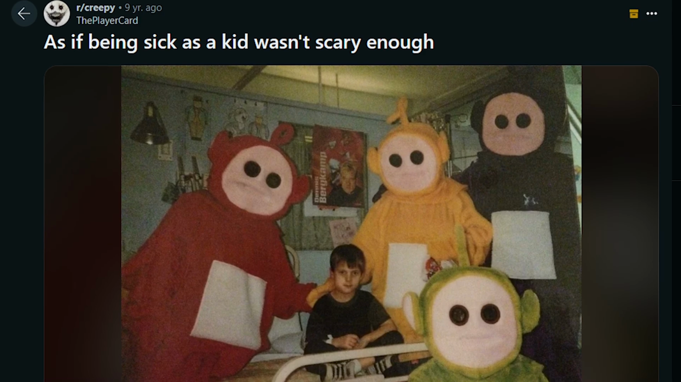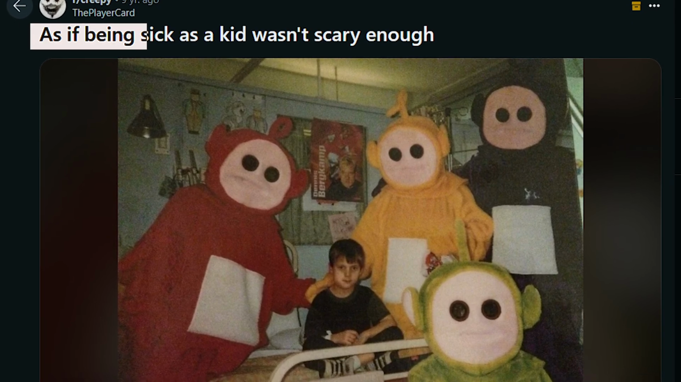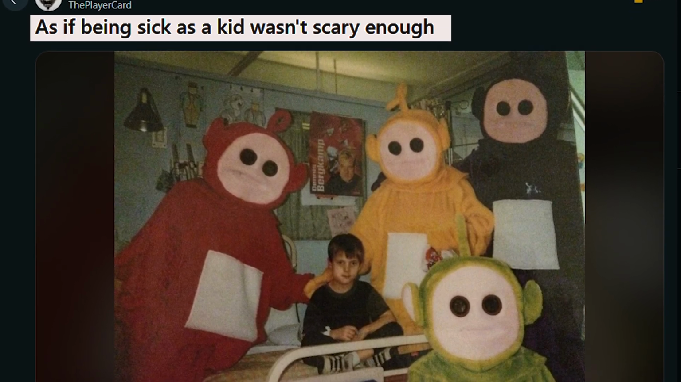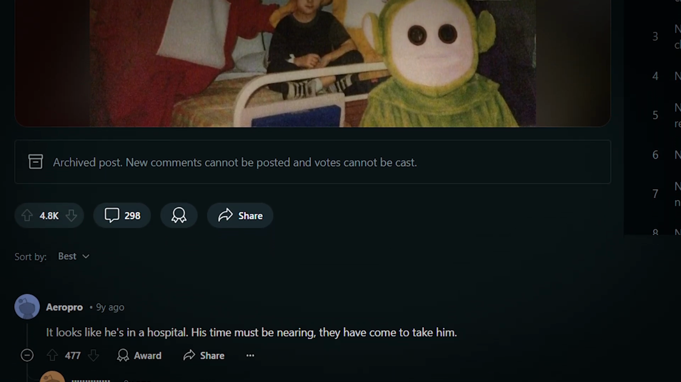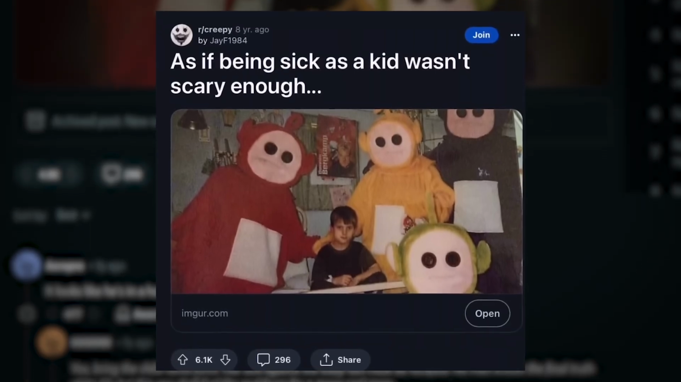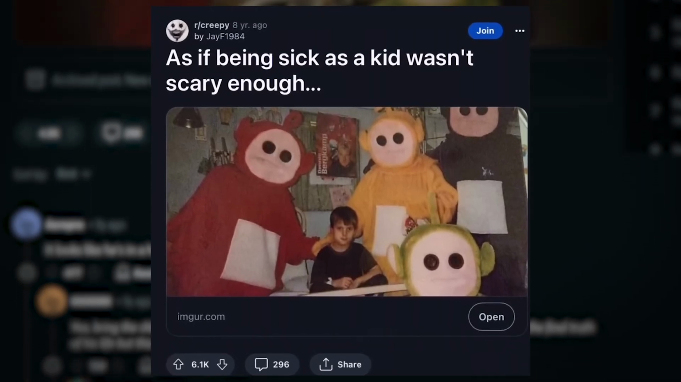Originally, the photo was published on Reddit in a post titled, "As if being sick as a kid wasn't scary enough." And although a year ago it was freely available for viewing, now this post has been permanently deleted, so I can only show you a few screenshots from it and a fake created by me as a reference.